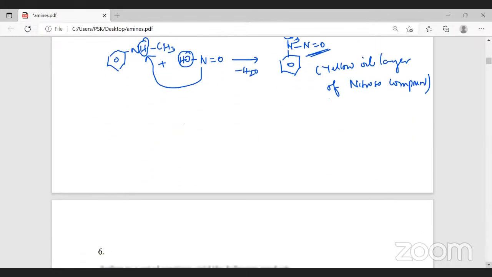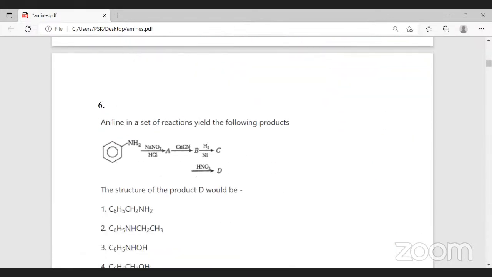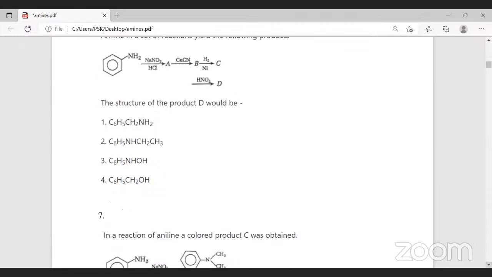The next question. Aniline in a set of reactions yields the following product. See, these kinds of questions will be there in your competitive exams. The sequence, and you have to answer it in 1 minute. Right? So aniline, we will write aniline like this. You should know this reaction. It's a simple reaction. This aniline, when treated with sodium nitrite and HCl, undergoes a diazotization reaction. Diazotization reaction is formation of a diazonium salt. So the product we get is benzene, N double bond N and Cl, benzene diazonium chloride.